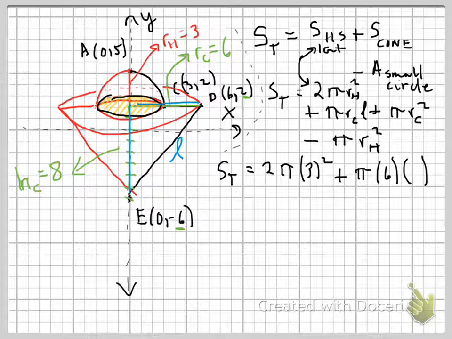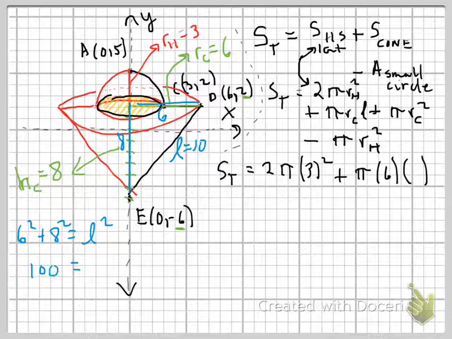So we really have Pythagorean theorem. We've got 6, 8, that means this is going to be 10. How do I know? Because 6 squared plus 8 squared equals L squared. And it turns out that becomes 100, which is 10. Or you could use a Pythagorean triple. It's a 3, 4, 5 times 2. So I've got to put that slant height in of 10.